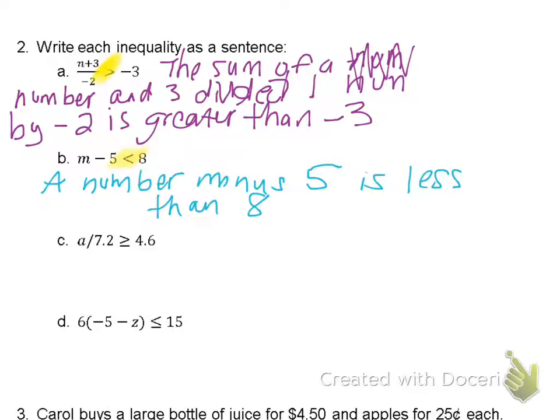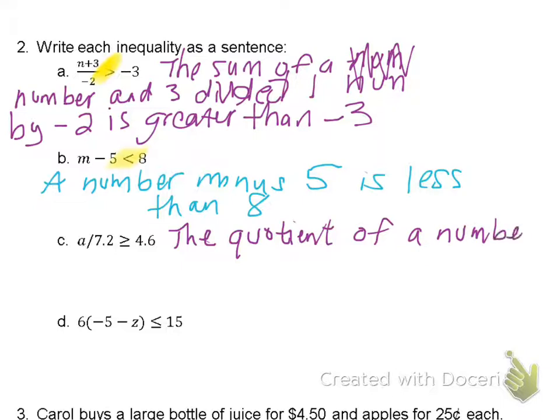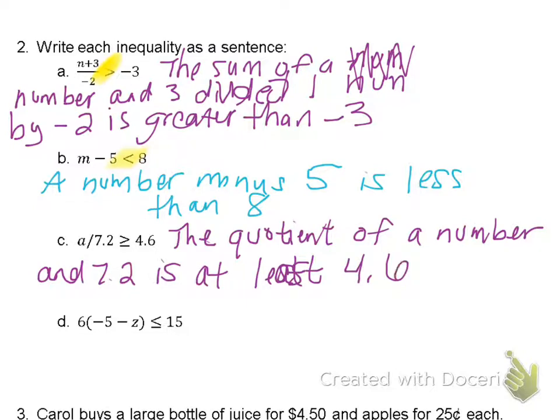Okay, and the next one, we have a number divided by 7.2. So I'm going to use the quotient. So the quotient of a number, remember you go from top to bottom in order, and 7.2. And maybe we'll use, instead of greater than or equal to, because it's long, we could use at least. At least 4.6. Sorry about my messiness here.